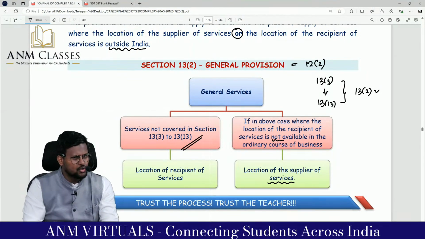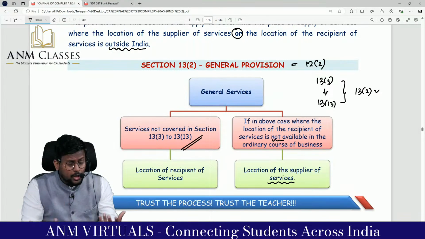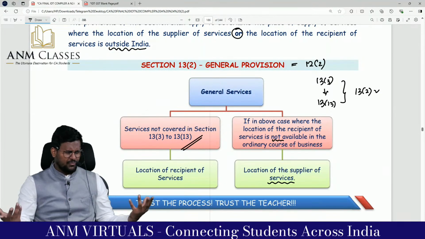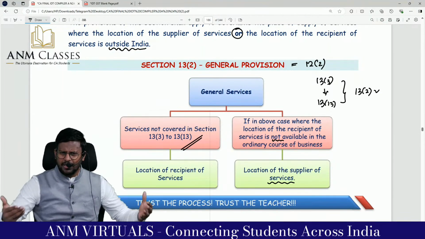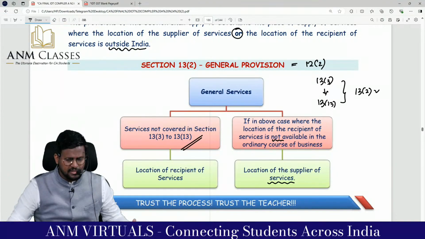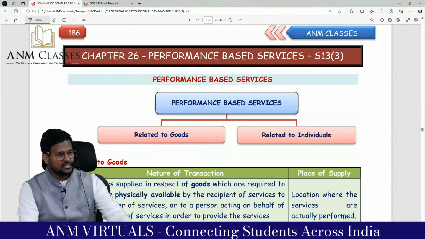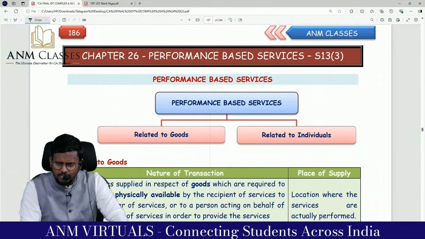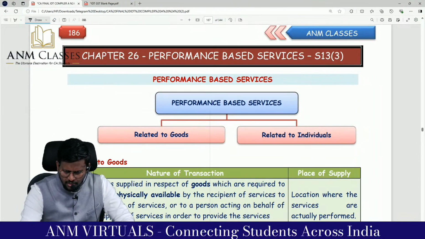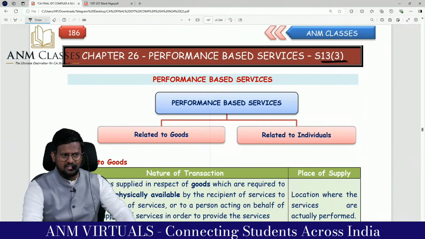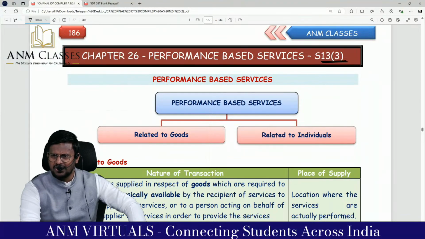If you are not able to find out the location of the recipient of service, then we are helpless. Then the location of the supplier is the alternate default mechanism. Already it will fall in the other case. We are done with 13.1 and 13.2. What is 13.1? What is 13.2? What is 13.3? Performance based services. 13.3 is performance based services.